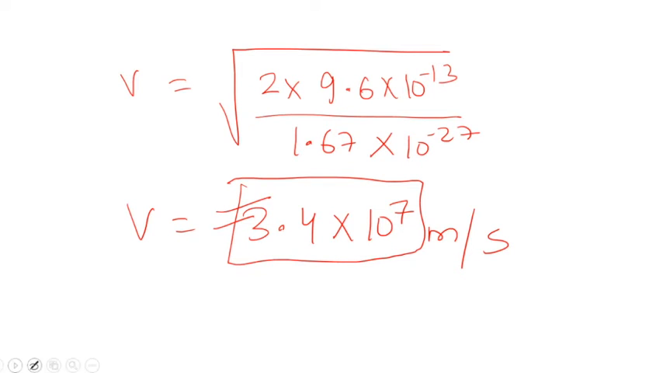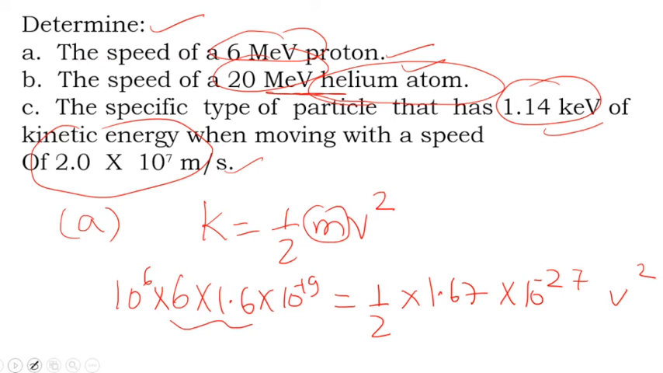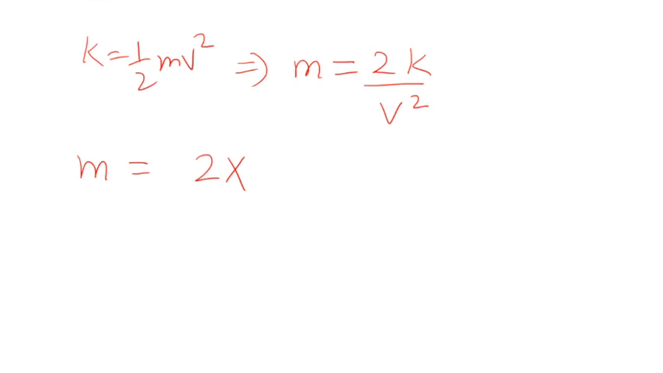So of course it's an unknown particle, so we'll calculate the mass and then we'll see which particle has that particular mass. Okay, so simply what you do is K is equal to half mv square. From here, m is equal to 2K by v square. M is equal to 2 into, what is the kinetic energy that is given? 1.14, and speed is given 2 into 10 to the power 7.